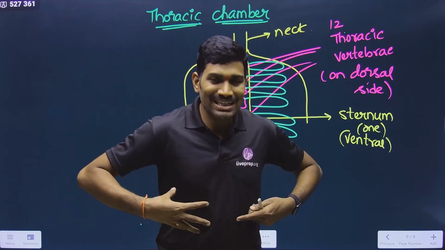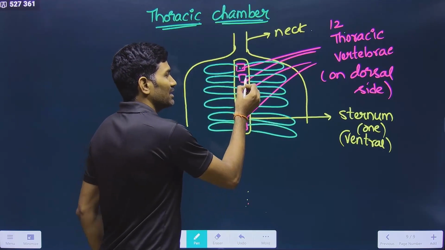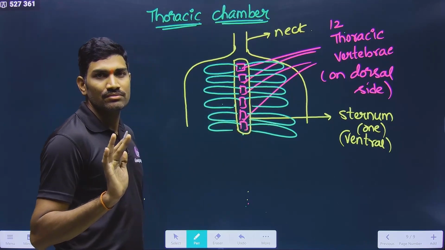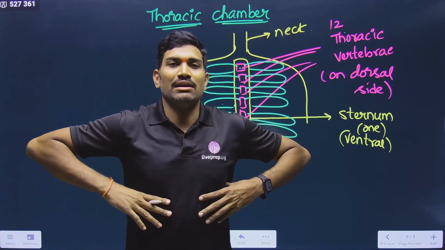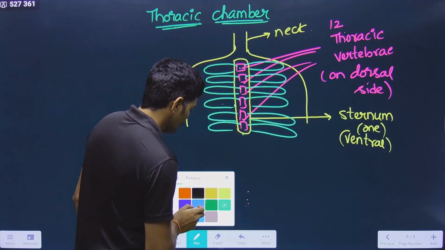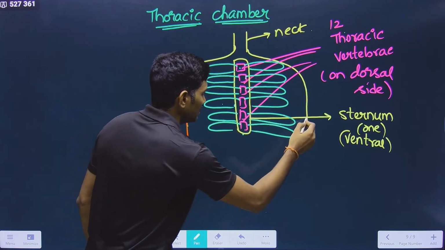So here, who is actually making this thoracic cavity? Please observe carefully. Dorsal vertebrae, ventral sternum, lateral side ribs. Understood or not? In this way they are present. And please remember, there is also another one. Here this is the lateral side, right?